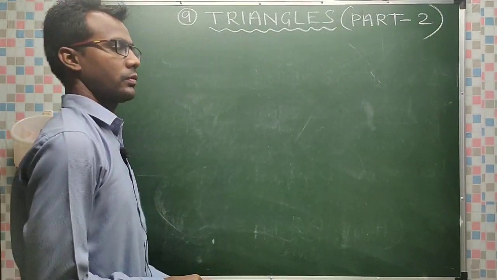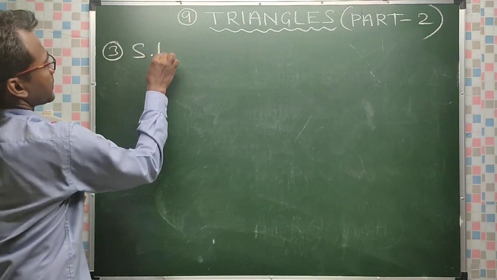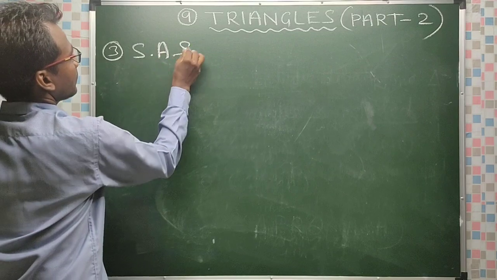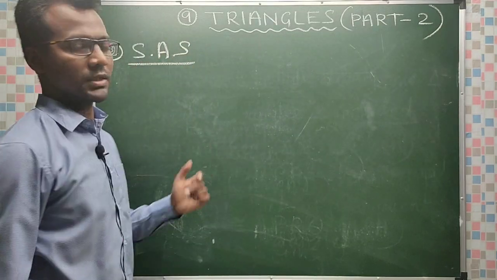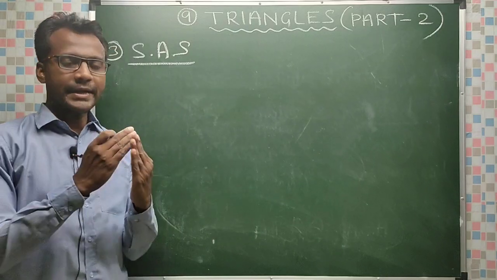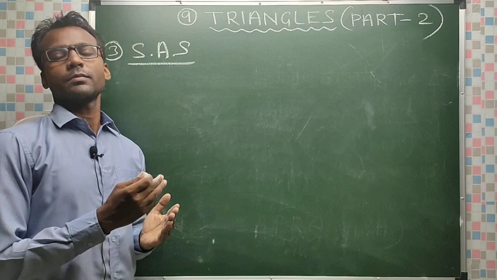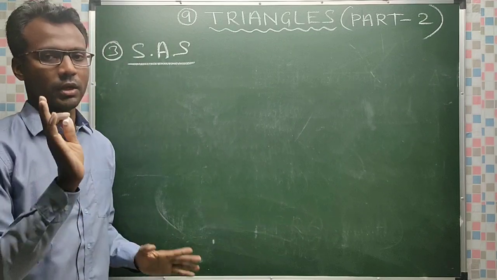Now let us move to SAS. The third postulate is SAS. It is similar to ASA. In ASA postulate, side is in between two angles. In SAS, angle is in between two sides. Okay, it is similar to ASA.